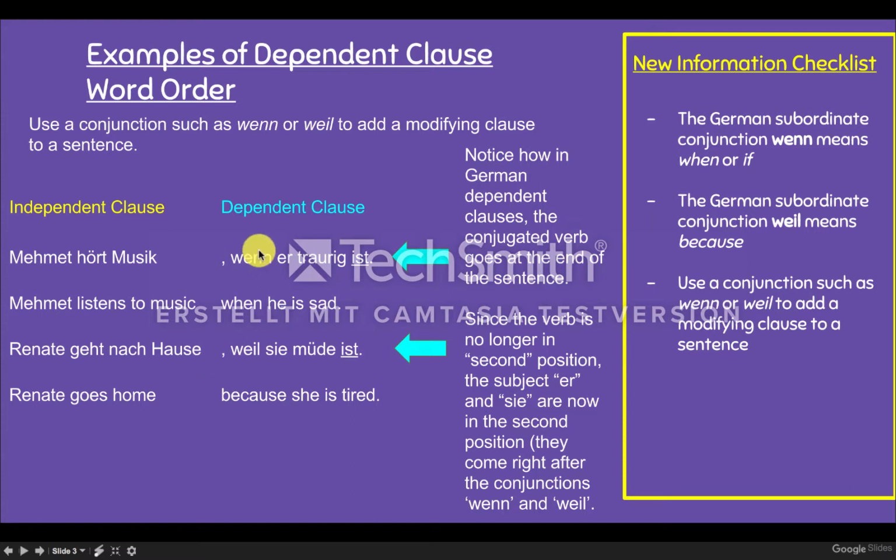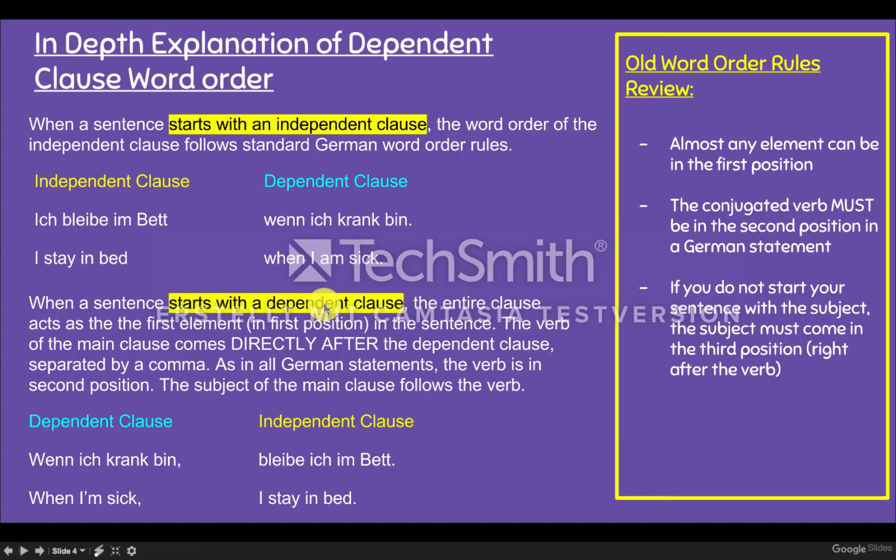Your tendency, the mistake you're going to make, is going to be to follow the word order rules that we've learned for regular statements, independent clauses. Make sure that doesn't happen. Make sure this ist isn't making its way here. Here's a more in-depth explanation of dependent clause word order. And now we're going to swap the dependent clause to that first position and put the independent clause second when we come to these sentences down here.